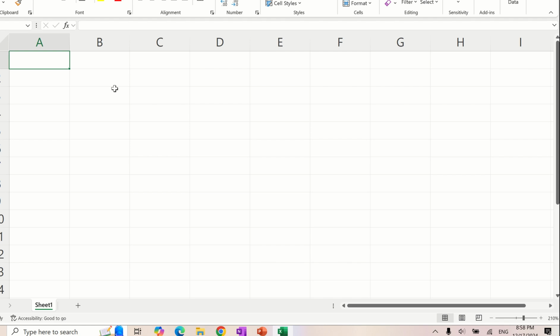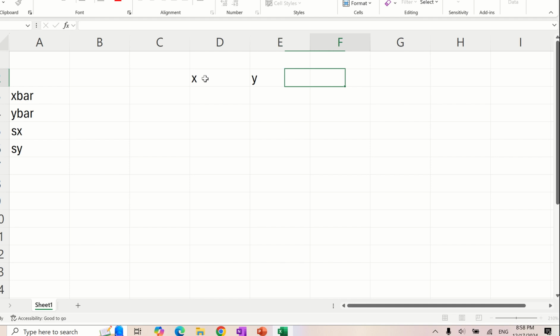Okay, so I'm on Excel. I'm going to go ahead and do my x, let me make some room here. So I'm going to do my x bar. I'm going to do my y bar, sx, sy. All right, and then we're going to calculate those, and then let's do x, y, zx, zy. Okay, we're going to type in our x values.